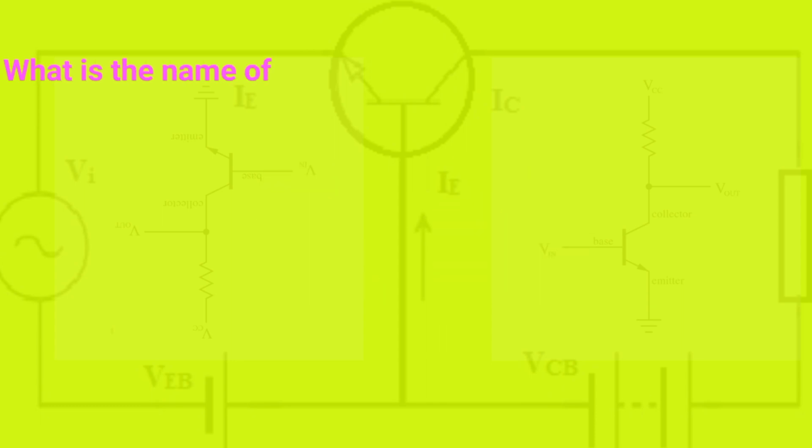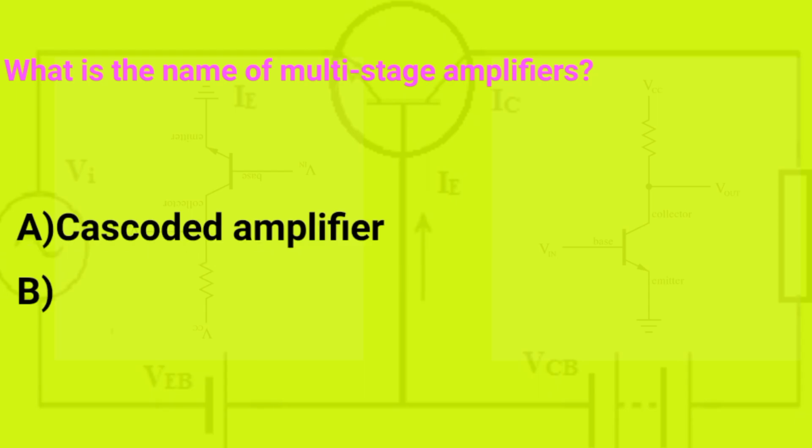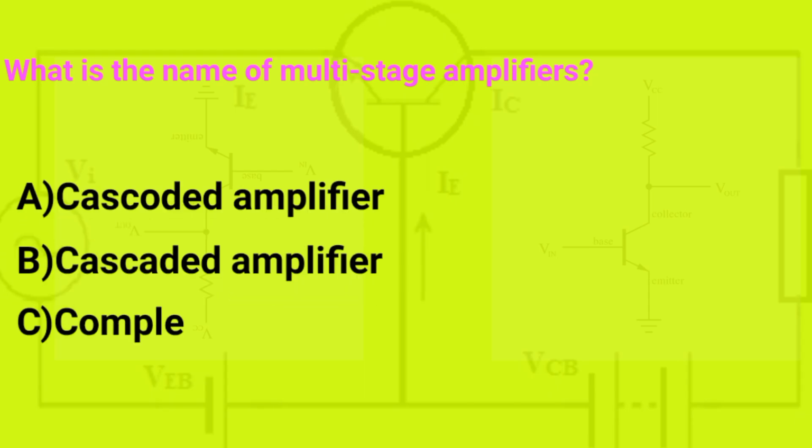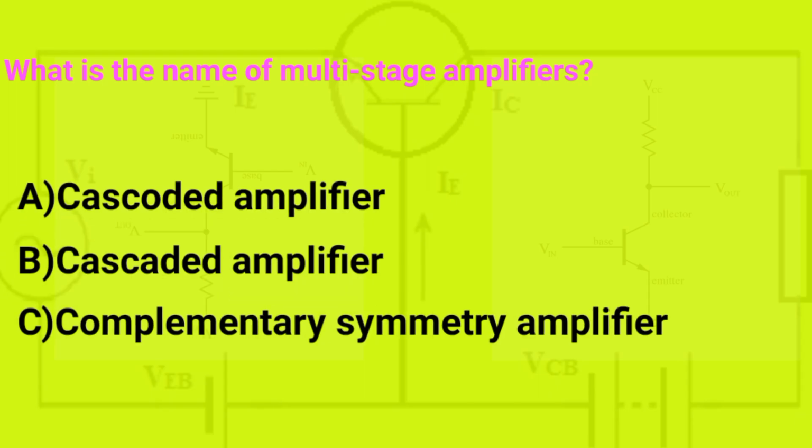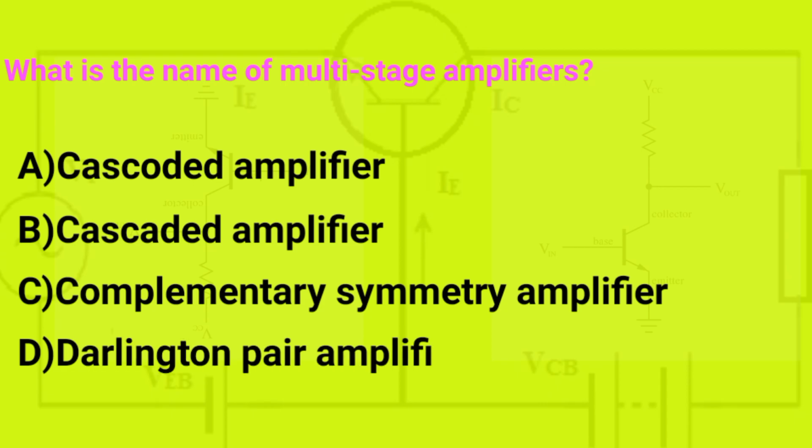What is the name of multi-stage amplifiers? Option A cascaded amplifier, Option B cascaded amplifier, Option C complementary symmetry amplifier, Option D Darlington pair amplifier.